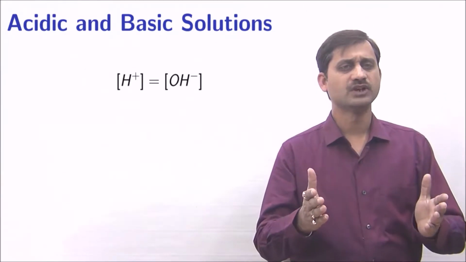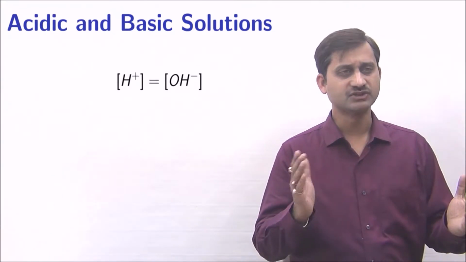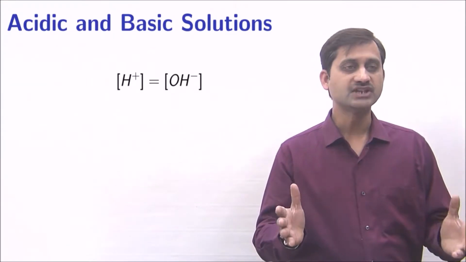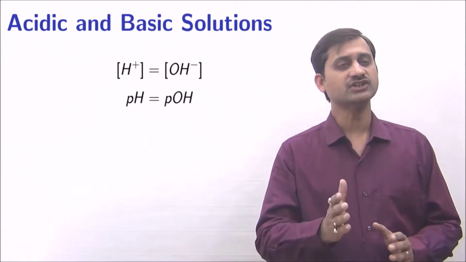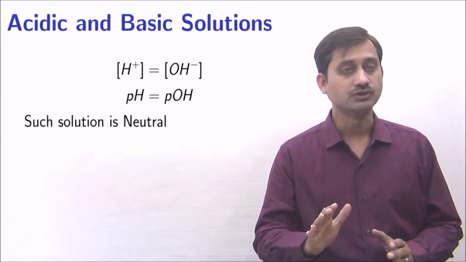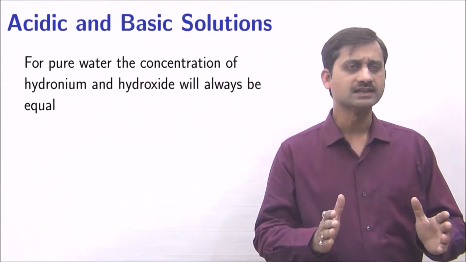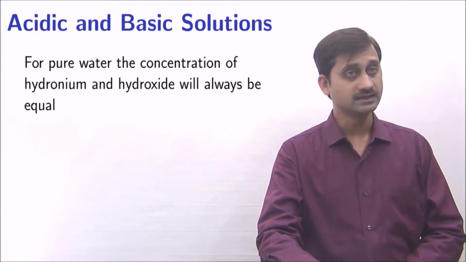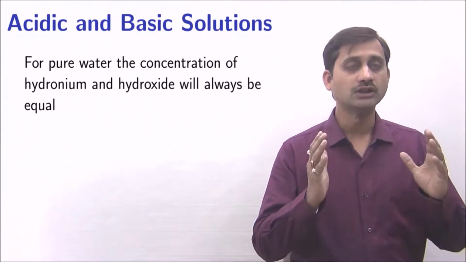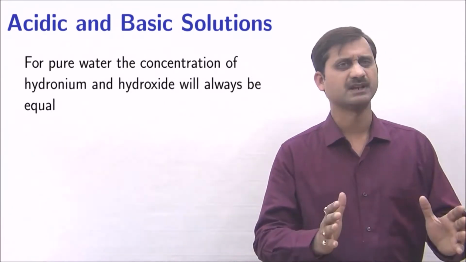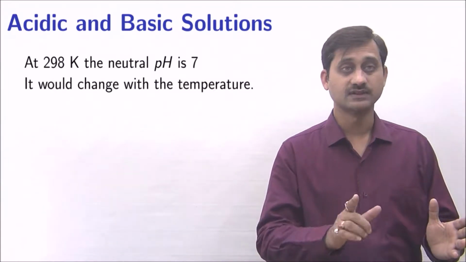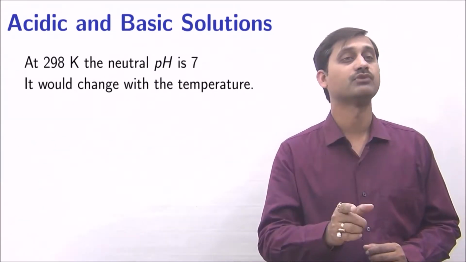Let us discuss individual systems. A system in which the concentration of hydronium ion, that is H plus, is equal to the hydroxide ion, that is OH minus, will have pH equal to pOH. Such a solution is considered neutral. For pure water, the concentration of hydronium and hydroxide will always be equal. Hence, pure water is always neutral, irrespective of temperature. At 298 Kelvin, the neutral pH is 7, but remember, it would change with the temperature.